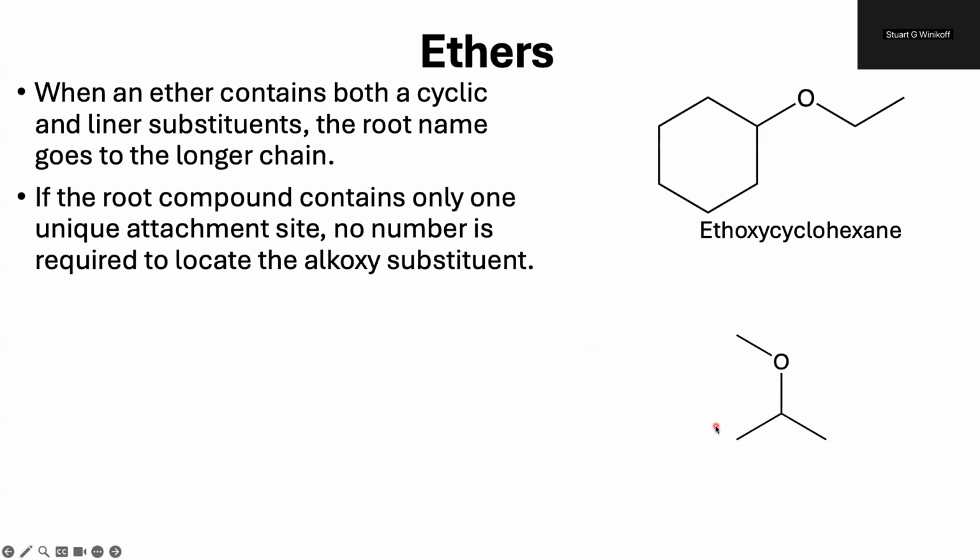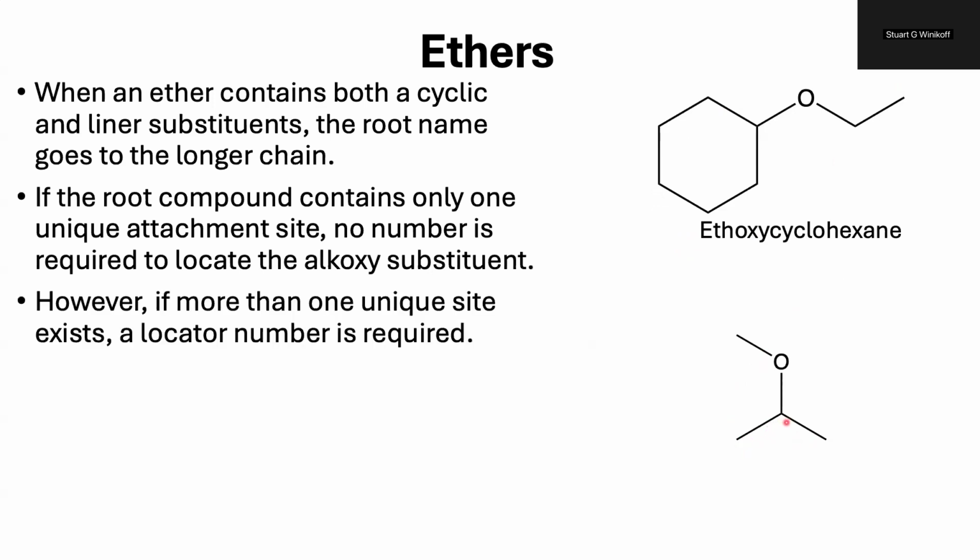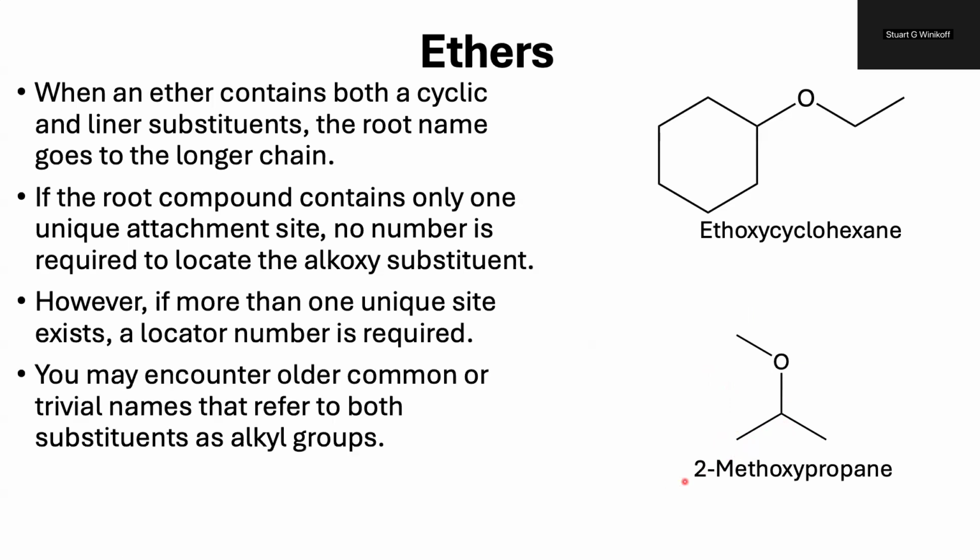However, if there are multiple substituent locations, as in the case of this propane backbone, I could be bound at the 1 or the 2 position. So in this case, I need to use the locator number. That methoxy is bound at the 2 position, so it becomes 2-methoxypropane.